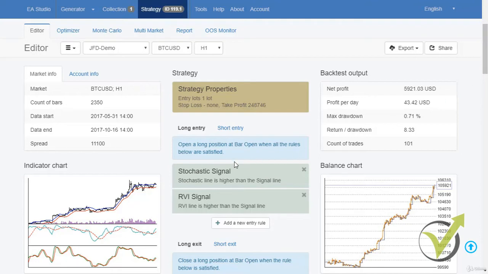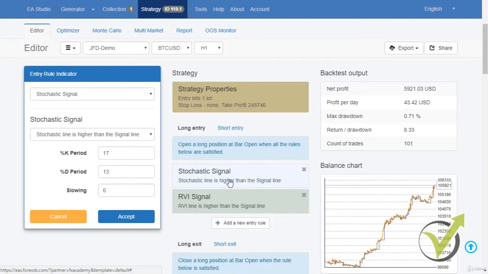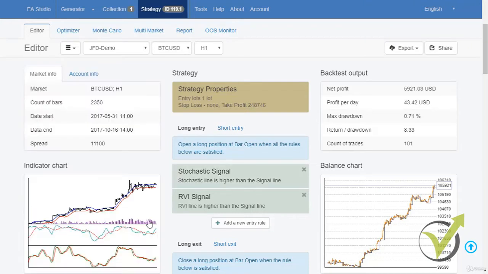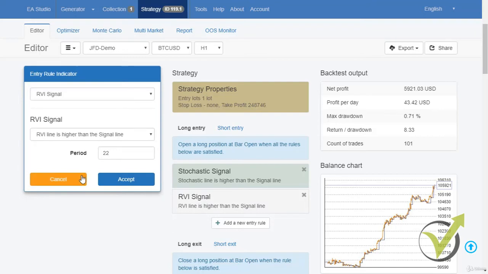And you can see here are the long entry conditions. So one of the conditions is the stochastic signal. This is one very famous indicator. And here we are using K% period of 17, D% period of 13, and slowing of 6. And the rule is that the stochastic line is higher than the signal line. Alright, and the other indicator is RVI signal line is higher than the signal line with a period of 22. Also, I will show you how you need to set up these indicators over the MetaTrader platform if you wish.